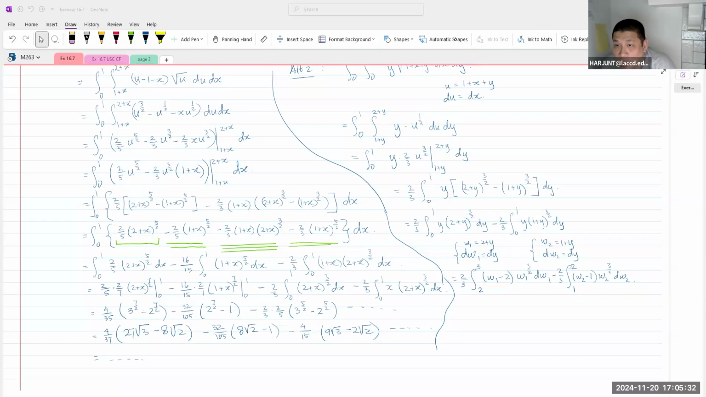Let's go on from here. So this is 2/3 integral from 2 to 3 of w1 to the 5 halves minus 2 w1 to the 3 halves dw1, minus 2/3 integral from 1 to 2 of w2 to the 5 halves minus w2 to the 3 halves. I'm sorry, that's 5 halves, originally 3 halves here. dw2. So this will be 2/3.